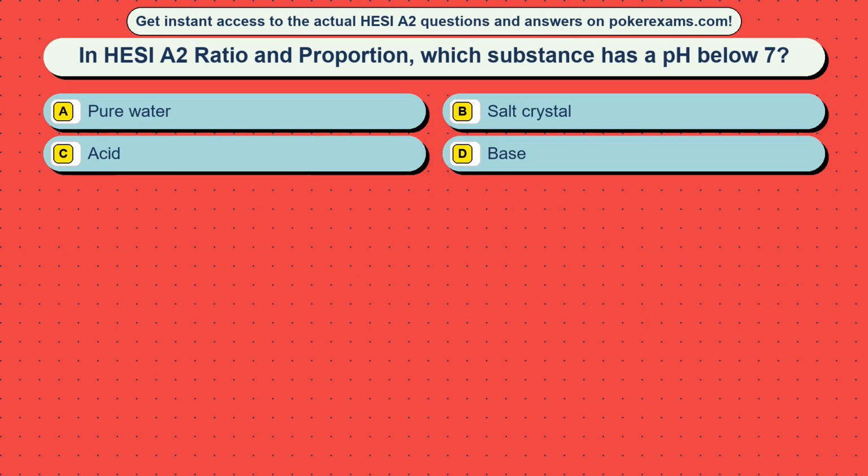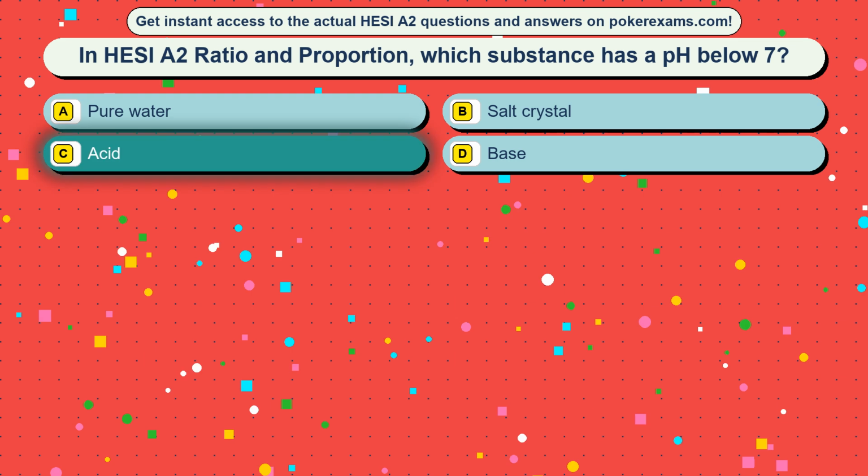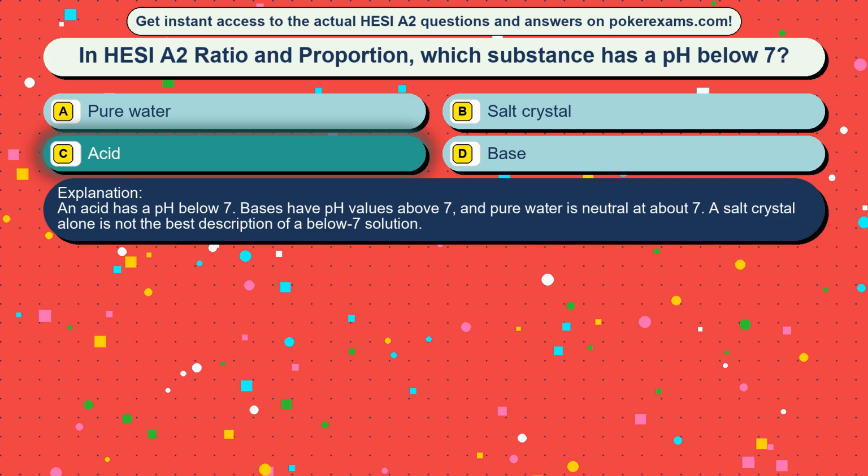Question 23. In HESI A2 ratio and proportion, which substance has a pH below 7? Option A, pure water, option B, salt crystal, option C, acid, option D, base. The correct answer is option C, acid. An acid has a pH below 7. Bases have pH values above 7, and pure water is neutral at about 7. A salt crystal alone is not the best description of a below 7 solution.